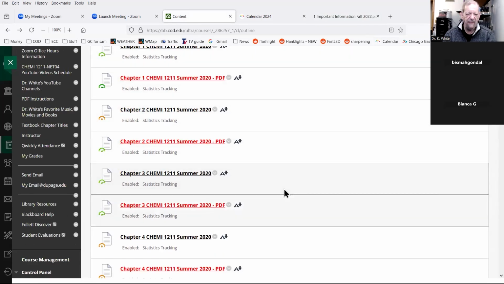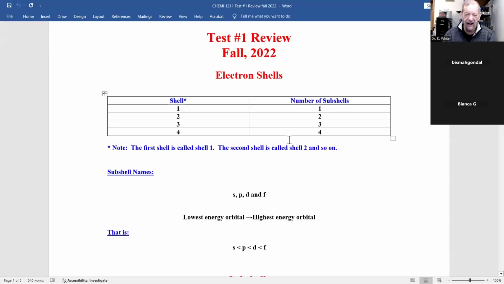All right. Starting out, I talked about electron shells. Those are the areas where electrons exist that have essentially similar energy, not the same, similar. The shells have very difficult names: 1, 2, 3, 4. Shell 1 has 1 subshell, 2 has 2, and so on. I don't have that here, but it's something you've got to remember.